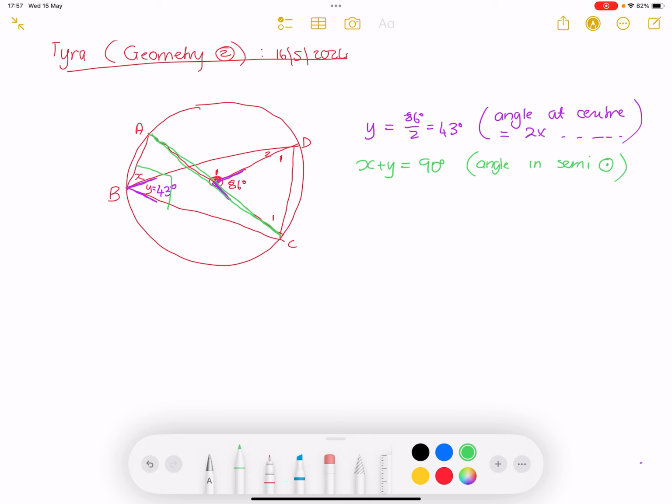Alright, now I know that y is 43. So what is x going to be? It's 90 minus 43. It's 47. So x is equal to 47 degrees. Yes, ma'am. And that's all because they say determine the values of x and y. It looks difficult, but it's not so difficult. Yes, ma'am. See.